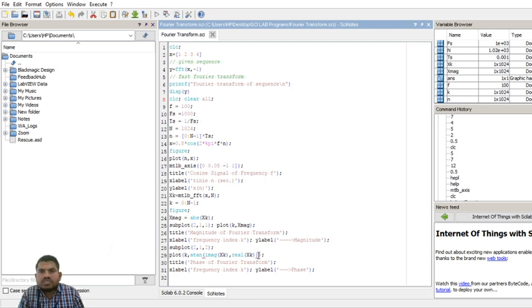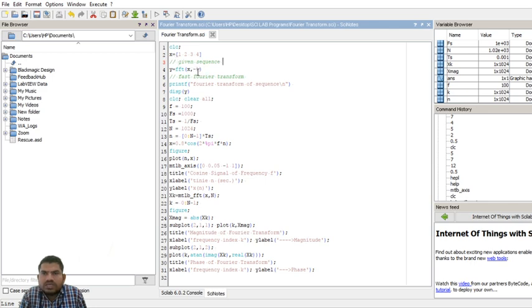Now I'm using the fast Fourier transform method. First of all, we use CLC to clear the window, and then x equals, I'm giving one signal, 1 2 3 4. This is the given signal. After that, y equals, I perform the fast Fourier transform of this x, fft of x comma minus 1.